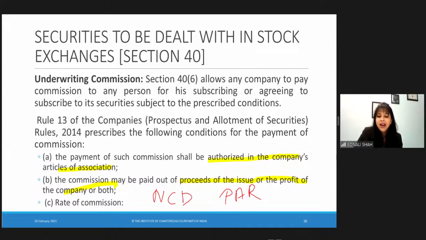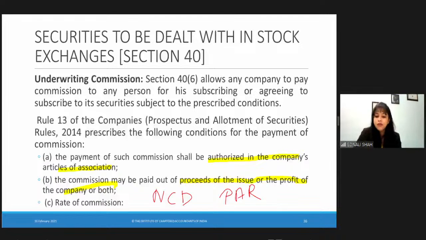Now, the contract that is entered into between the parties for the underwriting commission needs to be submitted to the registrar. So C stands for contract with underwriter filed with the registrar, right? D stands for disclosure in prospectus. Whenever there is a provision to sign an underwriter and give a commission to them, you will have to disclose in the prospectus who the underwriter is and what commission is being paid to them. So these are the requirements.